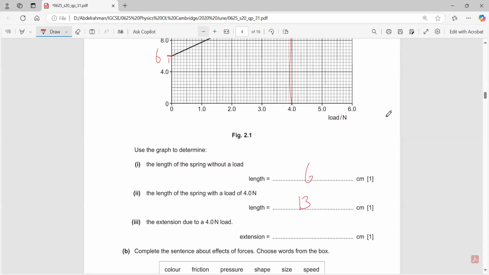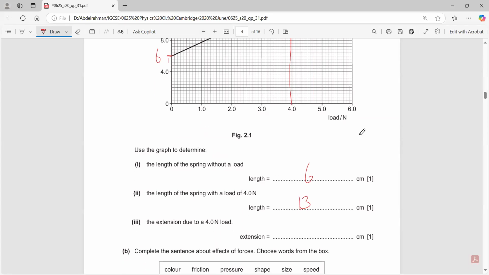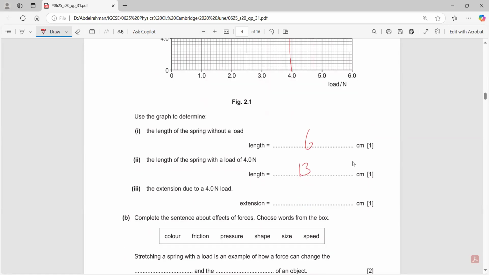What is the extension due to a 4 Newton load? The extension would be simply L minus L naught. The extended length minus the original length, which is 13 minus 6. Right? 13 minus 6 is 7 centimeters. Okay.